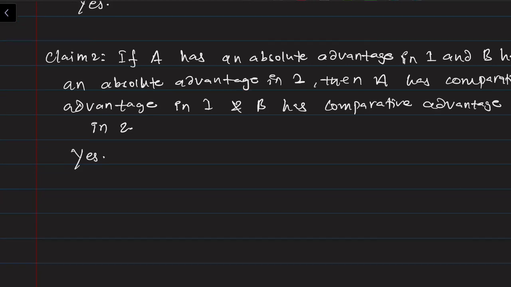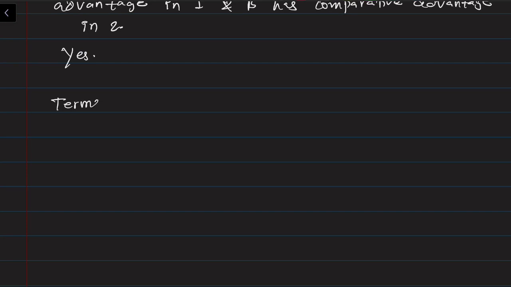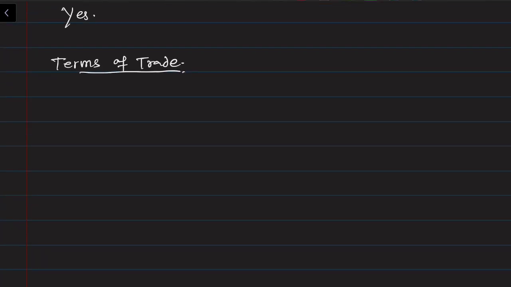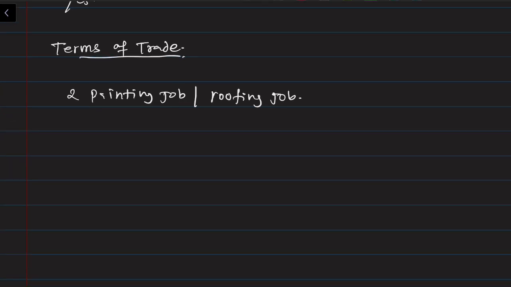Now let's move on to the terms of trade. So terms of trade is basically an agreement. For example, the question will be like, 2 painting jobs per roofing job. So will they agree to exchange if the terms of the trade, or the agreement, is 2 painting jobs per roofing job? So now we'll answer this question based on the opportunity cost.